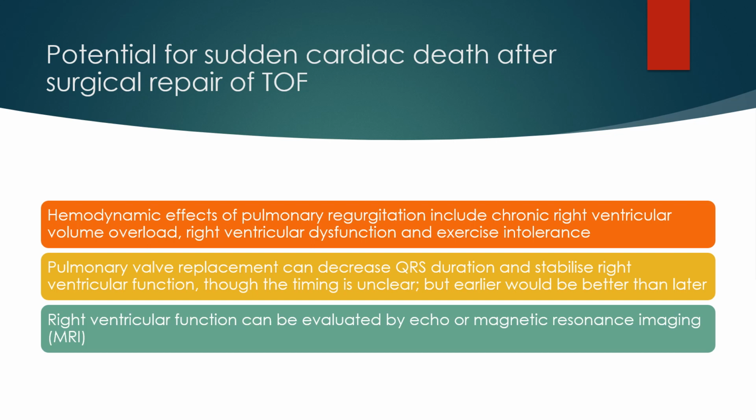Hemodynamic effects of pulmonary regurgitation include chronic right ventricular volume overload, right ventricular dysfunction, and exercise intolerance. Pulmonary valve replacement can decrease QRS duration and stabilize right ventricular function, though the timing is unclear, but earlier would be better than later. Right ventricular function can be evaluated by echo or magnetic resonance imaging.